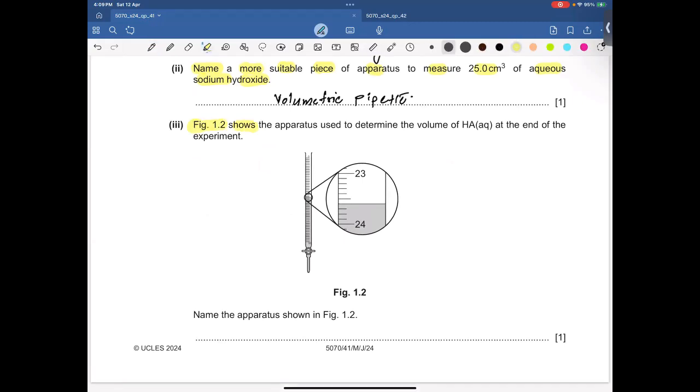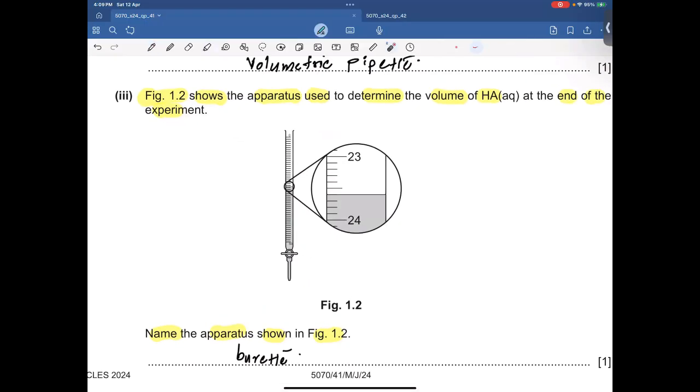Figure 1.2 shows the apparatus used to determine the volume of HA at the end point of the experiment. Name the apparatus shown in figure 1.2. This apparatus is going to be the burette. Let me check what sort of value is given. This is 23, this is 23.1, 23.2, 23.3, 23.4, 23.5, and this one is 23.6. So this is 23.6 value, all right? 23.6 cm cube.